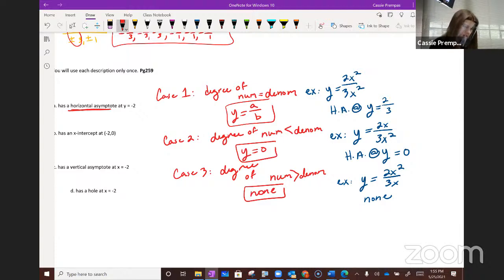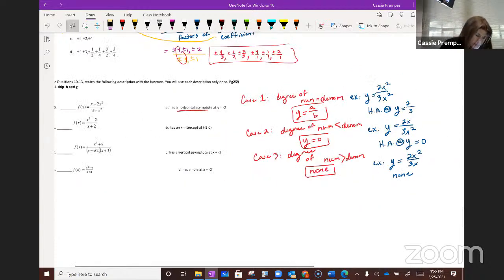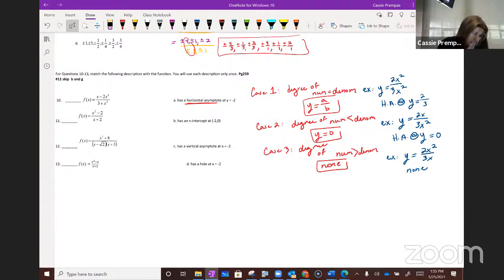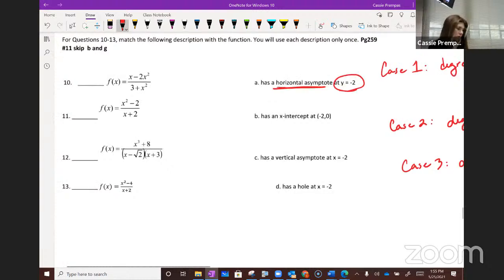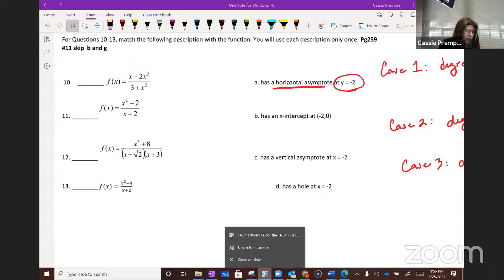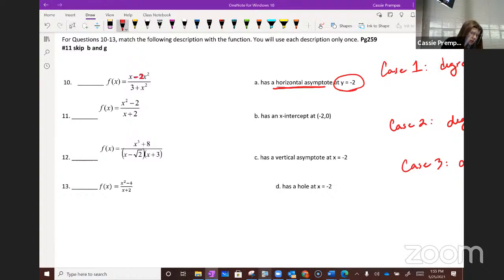All right, let's take a look, see if we can answer this first part about letter A then. Looking at the functions, which one has a horizontal asymptote at y equals -2? Well, which one do the degrees match, the numerator and the denominator? The first one, number 10, x squared and x squared. So the horizontal asymptote is -2 over 1. So number 10 would be letter A.